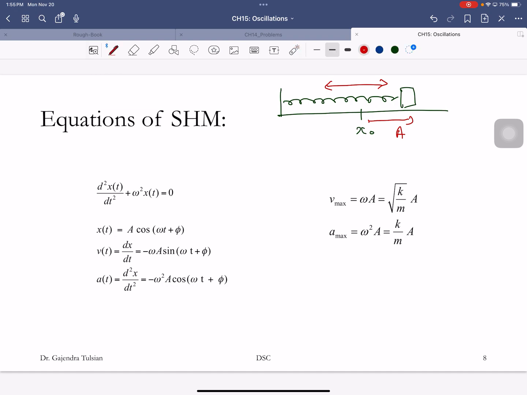And you can see that from the following. So the force is given by minus kx, which is equal to mass times acceleration. So when the force is the greatest, when this is the furthest, that's when the acceleration will be maximum. At this point, the acceleration is to the left, and it'll be negative. At this point, the acceleration is to the right, and it'll be positive. So velocity is greatest at the center, and acceleration is greatest at the extremal points.